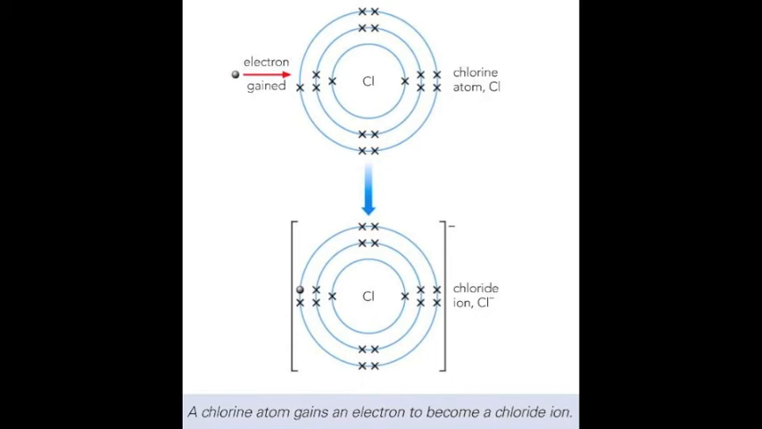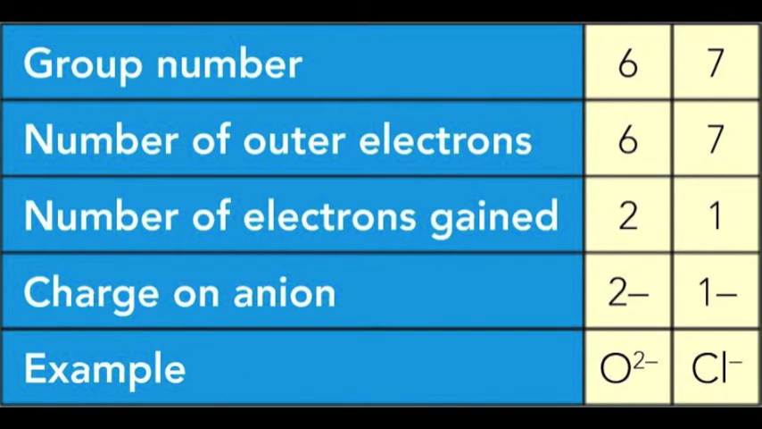Non-metal atoms gain electrons to complete their outermost shell when they form ions. The number of electrons that atoms in group 6 and 7 can gain is 8 minus the group number. Chlorine is in group 7, so chlorine atoms have 7 outermost electrons. The outermost shell can contain 8 electrons, so a chlorine atom can gain 1 electron to complete its outermost shell.